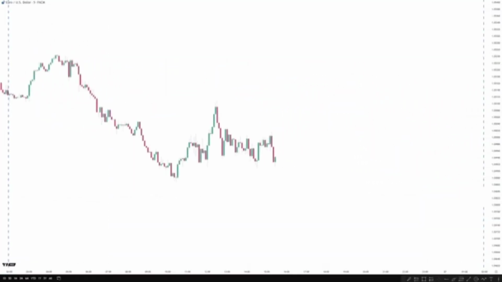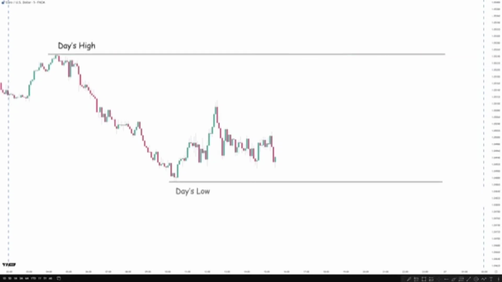Here we have the euro-dollar on the 5-minute chart. The first step is to mark the high and low of the day before the New York session opens. Here at the top, we have the highest price traded during the Asian session, and at the bottom, here we have the lowest price traded so far today.